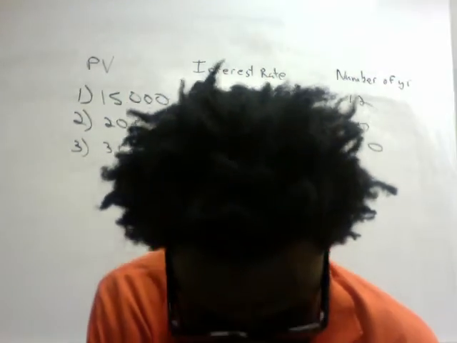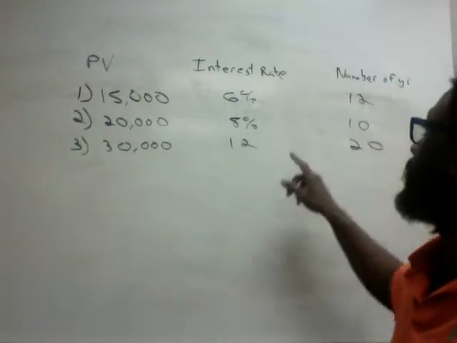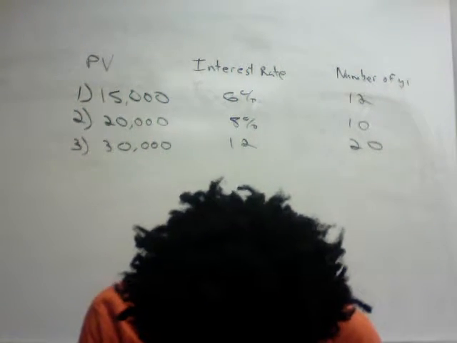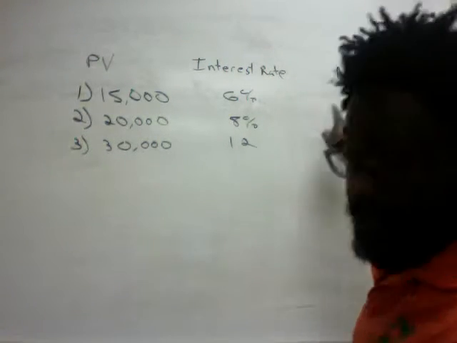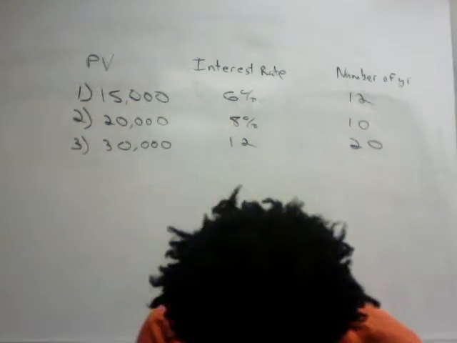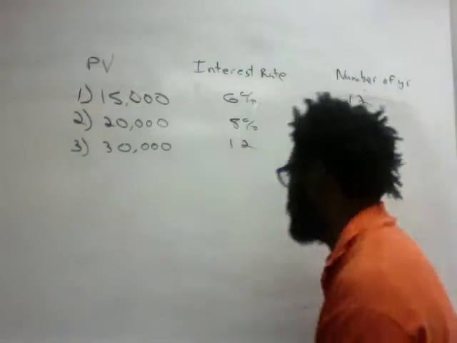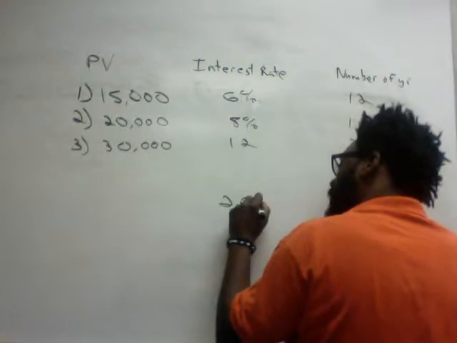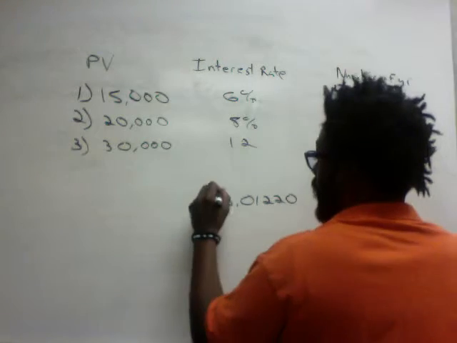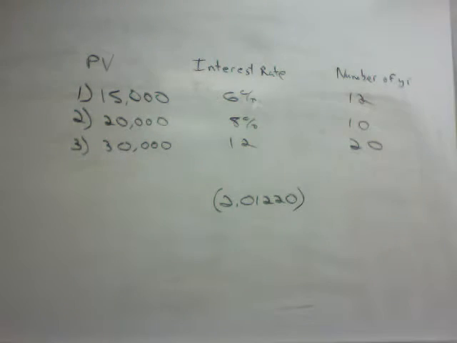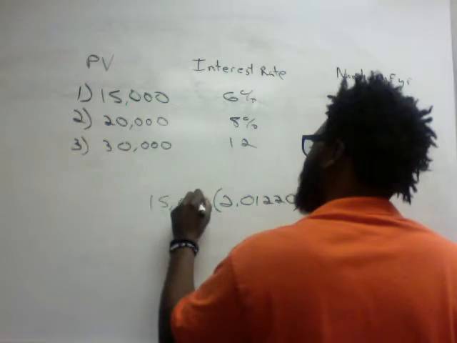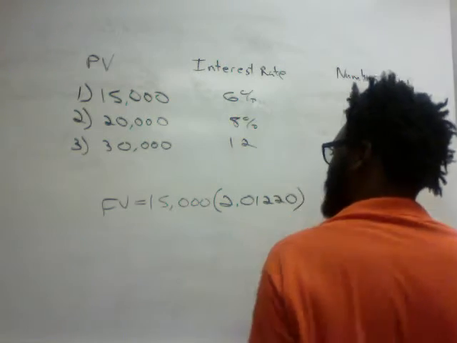And so easily, what I would do is look for the interest rate, which is 6. So I would look in the column of 6%. Then I would scroll all the way down to 12, right? So I scroll all the way down to 12 at 6%, and I get 2.01220. That's my interest factor. It should be almost the same thing as the calculation that we've done. Once you get that interest factor from your chart, you would easily just multiply the 15,000 times it. And that will give you the future value.